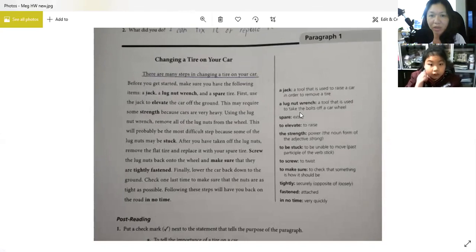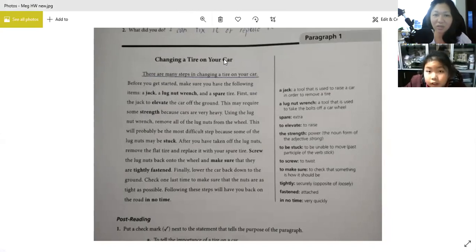The first one is, what is the first thing that you do? Make sure you have the following items. Oh, yes, you're right. The first thing to do is to prepare your items. All right, what is the second one? Use the jack to elevate the car off the ground. Okay, very good. What does it mean to elevate the car? To raise. Yes, it has to get off the ground because you need to remove the tire.